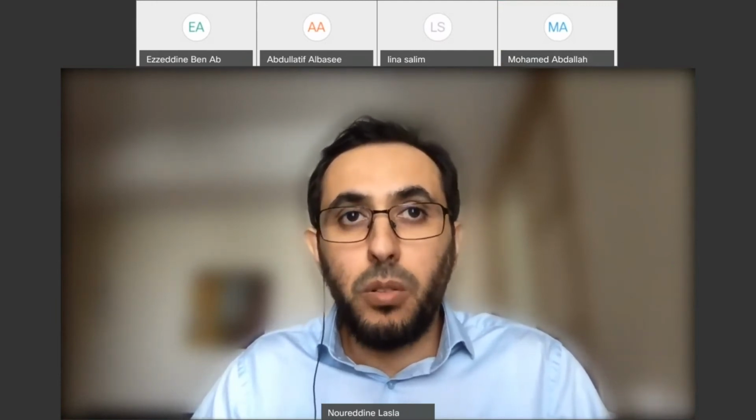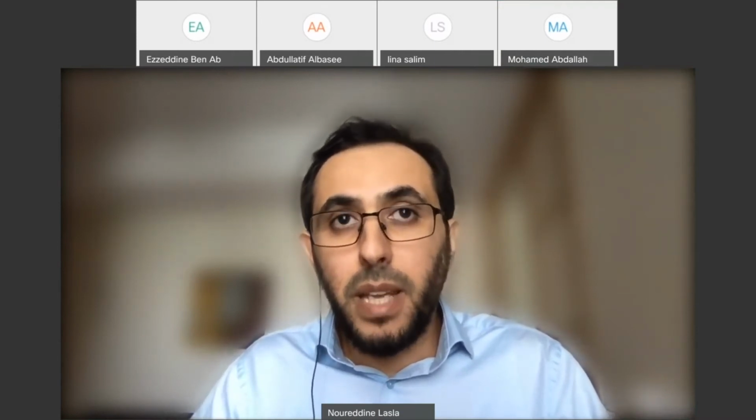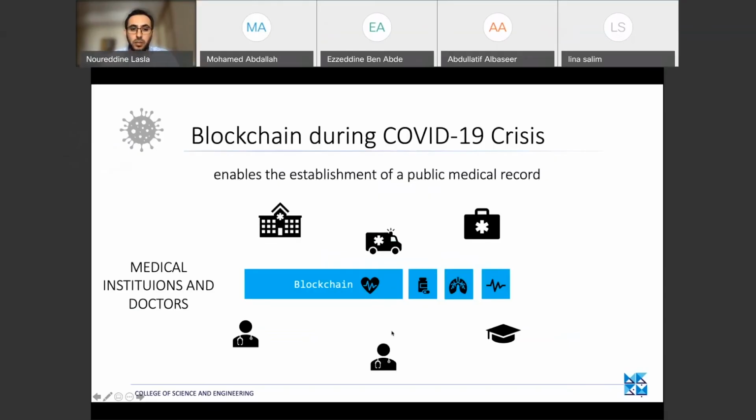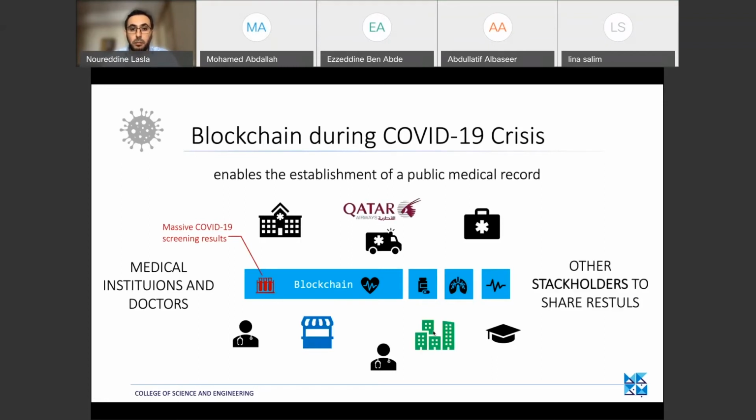This is why many of the blockchain solutions that have been developed or deployed in the wake of the pandemic are mainly to improve collaboration and also data and resource sharing among doctors, but also to include other potential stakeholders. For instance, if we consider the results of the massive COVID-19 screening, these records need to be visible to other stakeholders such as airline companies, shopping malls, and government institutions. All of this is in order to make appropriate decisions that ensure public safety.